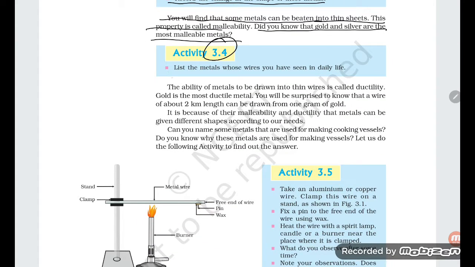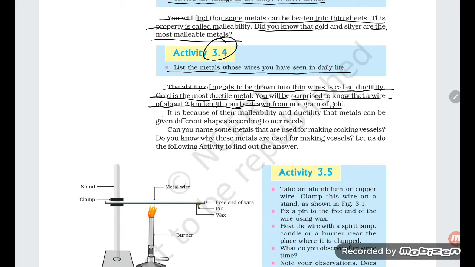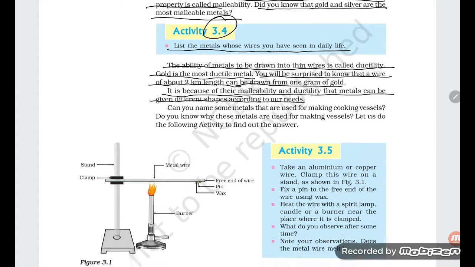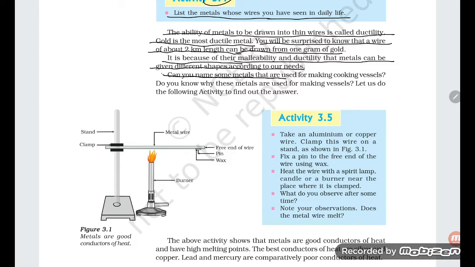Now activity 3.4. List the metals whose wires you have seen in daily life. That is copper. The ability of metal to be drawn into thin wire is called ductility. Gold is the most ductile metal. You will be surprised to know that a wire of about 2 km length can be drawn from 1 gram of gold. It is because of their malleability and ductility that metals can be given different shapes according to their need.